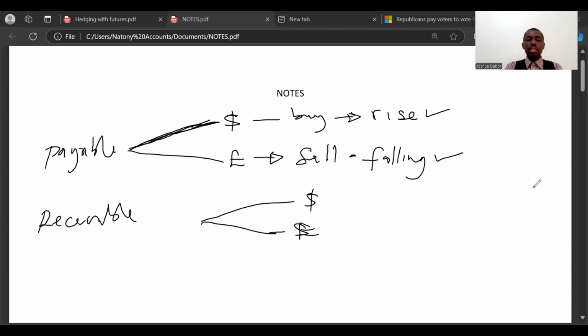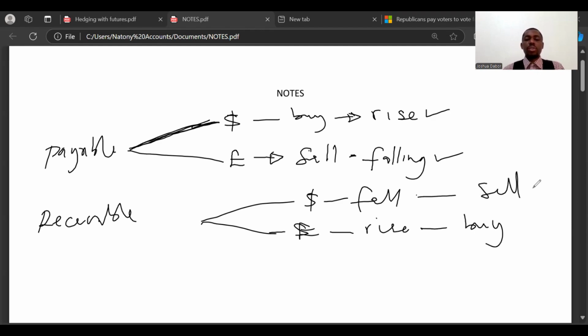For a receivable, your fear here will be that the dollar will fall. If you receive the dollar in the future and the value of the dollar has fallen, that means your receivable value in the local currency will also reduce. So if this is falling, you'll be afraid that the local currency will rise. Once the local currency gains strength, the foreign currency will be falling. If this is the case, you buy the currency that you expect to rise and sell the currency that you expect to fall. So you buy and you sell.